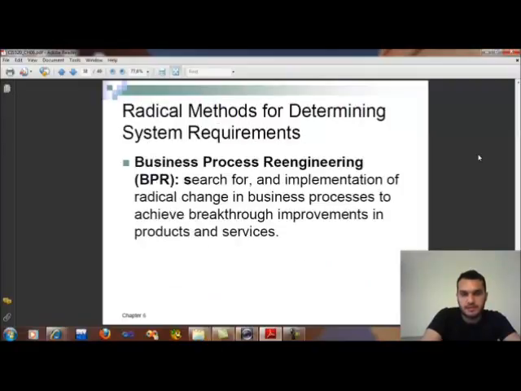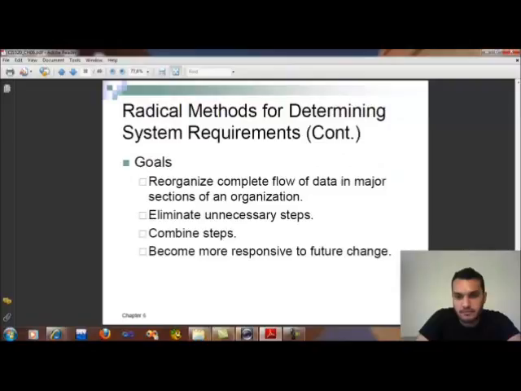And here, radical methods for determining system requirements: business process reengineering. BPR is the search for and implementation of radical change in business processes to achieve breakthrough improvements in products and services. And we can see this here.